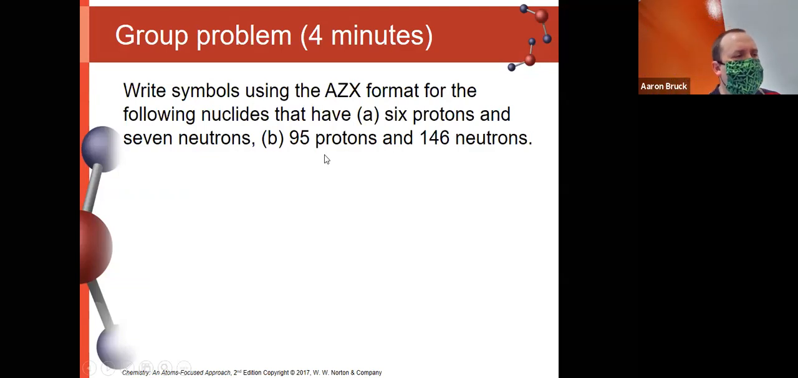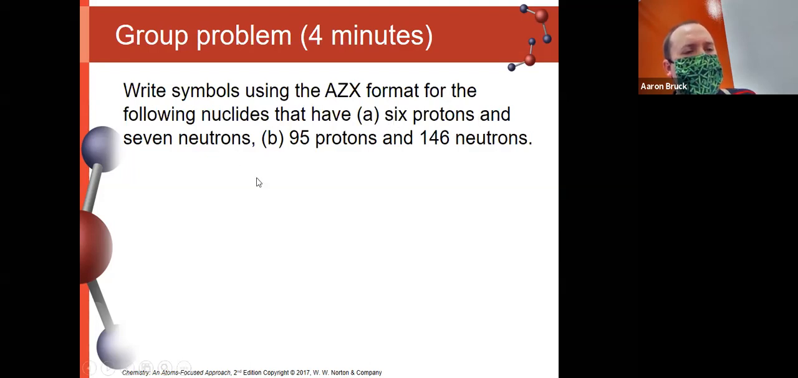So let's do a little practice. It's a little bit of review from what you saw last night. Write some symbols using that format for two different nuclides. One that has 6 protons and 7 neutrons, and one that has 95 protons and 146 neutrons. So take just a couple of minutes and go ahead and try to sketch those out.